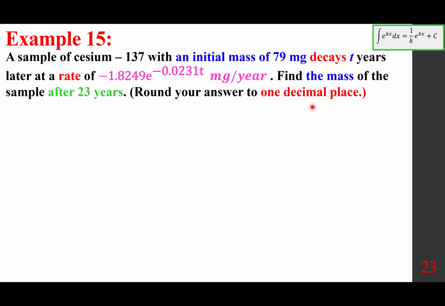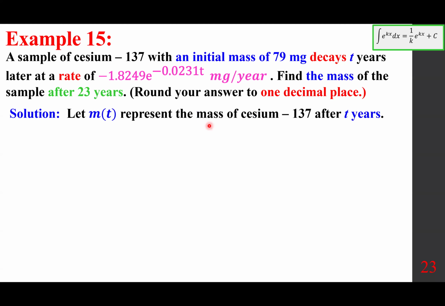The moment you see the rate in calculus, it means differentiation. Because we are interested in finding the mass, let's call it M of t. Let M of t represent the mass of cesium-137 after t years. So what is its derivative? dM/dt, or M prime, is this rate, with the initial value M of 0 being 79.